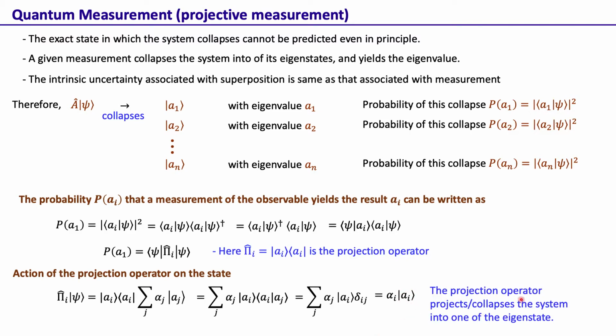So the projection operator basically projects and collapses the system into one of the eigenstates. So that's what it means, and that's why we call it a projection operator. So that's the projection operator corresponding to the operator A, and there will be n such operators if the dimensionality of that operator is n.